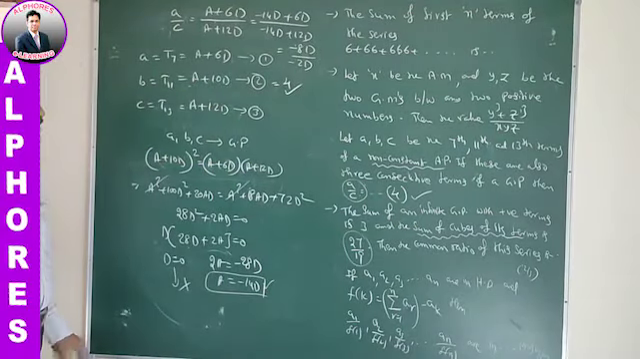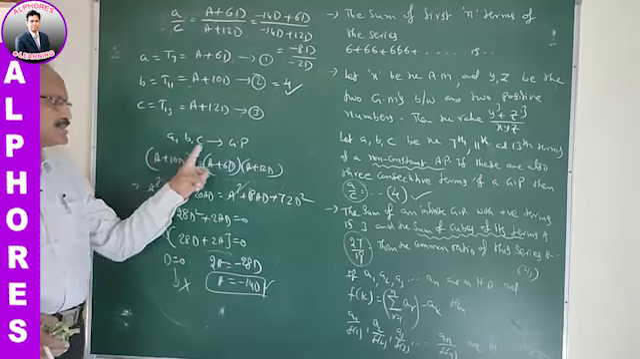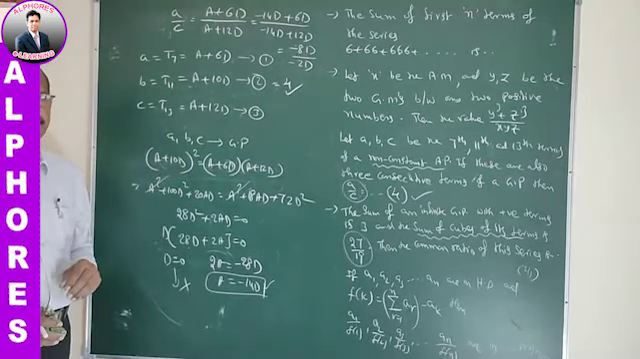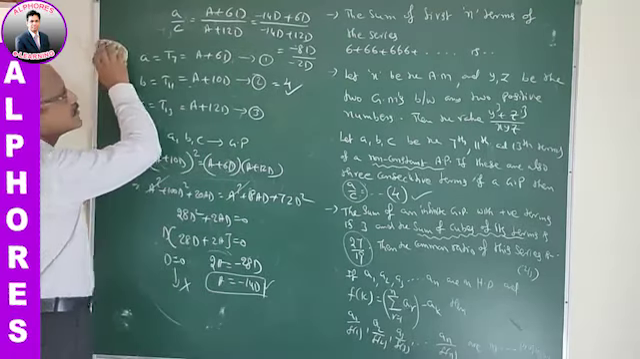Right. Okay, I am using the nth term of AP as well as A, B, C are in GP, B square equal to AC concept. Right. Now next, coming to the next question.